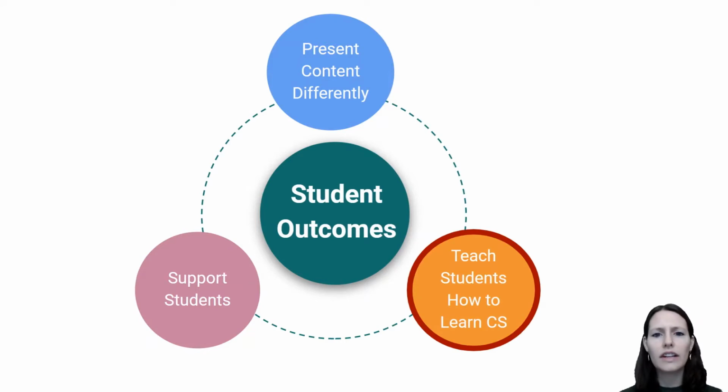And the third angle is teaching students how to learn. Maybe our students don't know how to learn computer science. Maybe if we teach them, it will improve their outcomes. Maybe they're all using the hack it until it works approach.